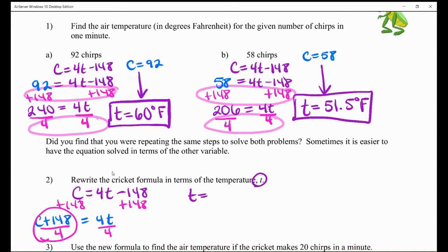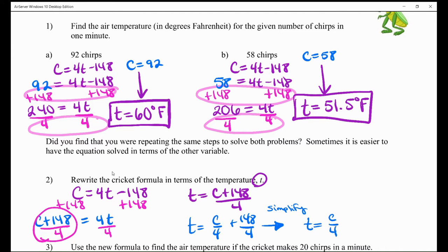So t equals, you can write it as C plus 148, all divided by 4, or you can separate it into two terms. C divided by 4 plus 148 divided by 4. Now this can be simplified. 148 divided by 4 is 37. Either form would be considered correct. The second form in blue would just be considered to be more simplified.